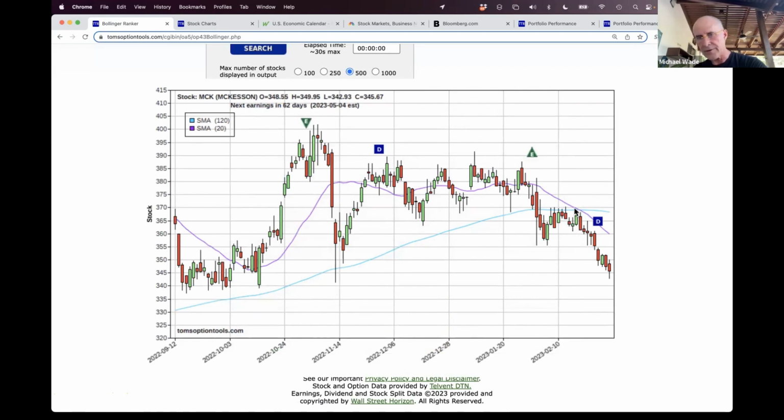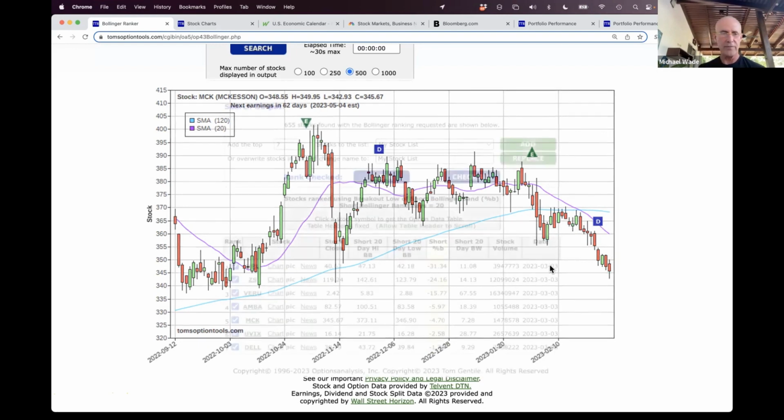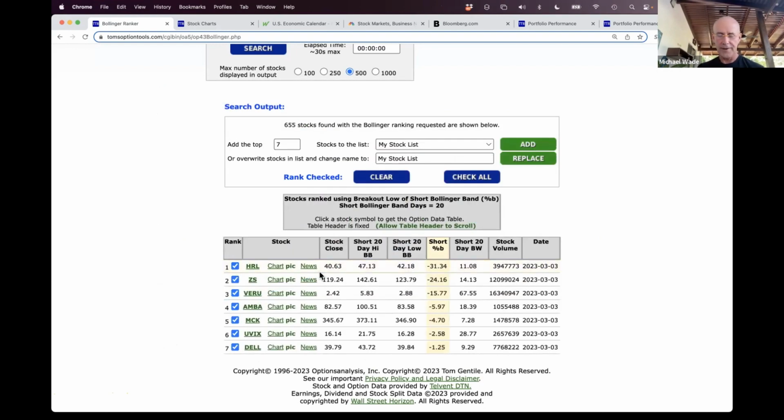Beautiful pattern here. Look, that 50-day crossing beneath the 200, that's your death cross, it's called. Stock's in trouble, heading down. Really good looking potential trade for a bearish credit spread.